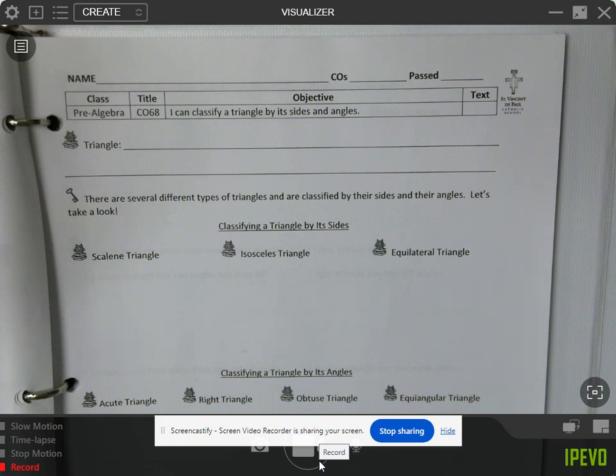Good morning, good afternoon. Today we are continuing on with our unit. I can classify a triangle by its sides and angles. We've been talking about this recently. It's been in some of our review stuff, so this shouldn't be anything that is surprising and new. It will be an objective on the test.